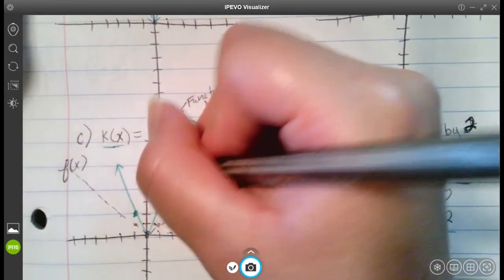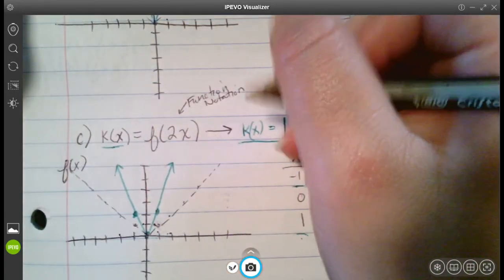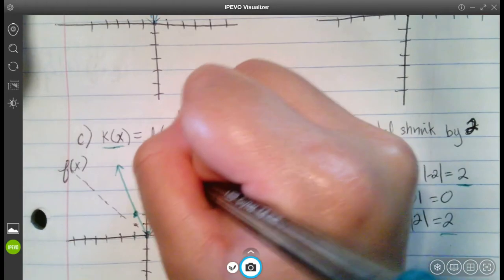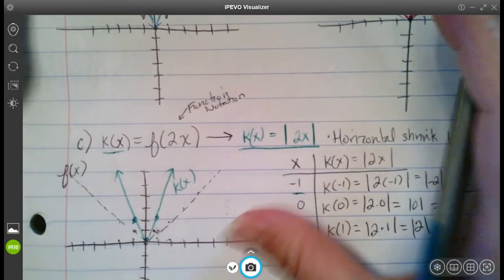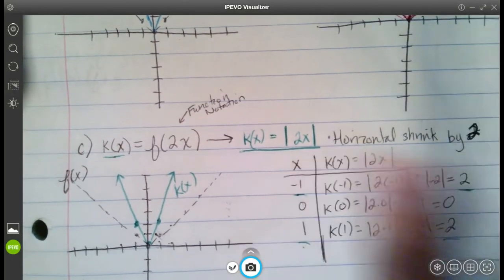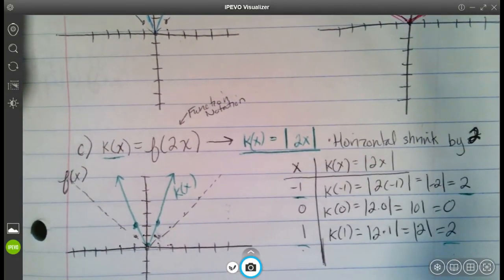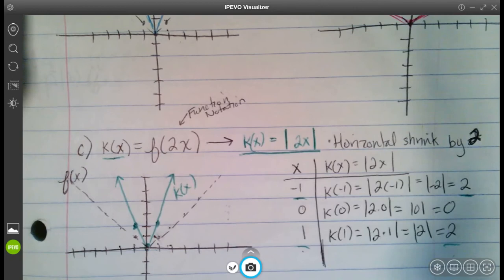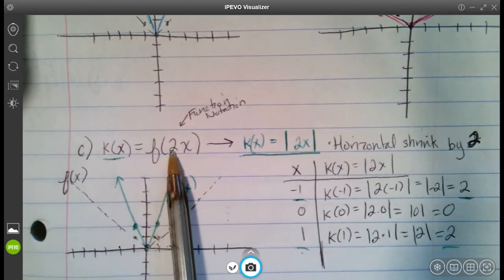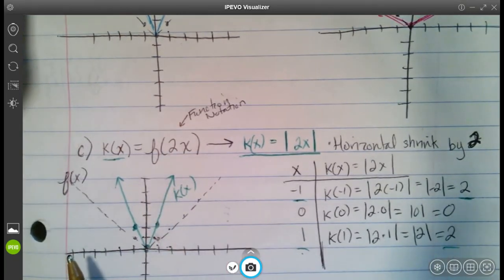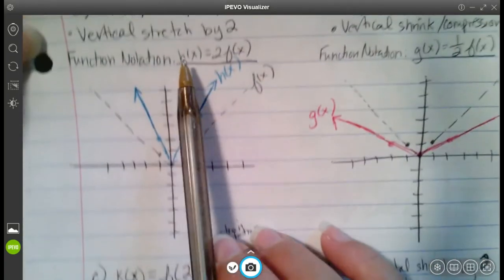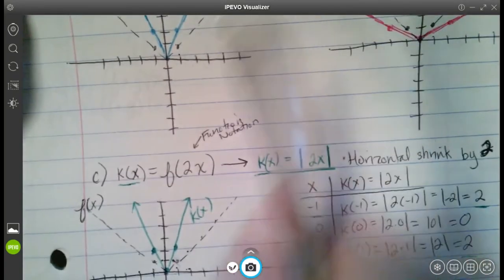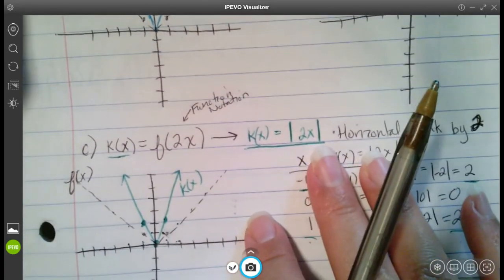And notice that it actually looks almost identical to the one on top, which tells you that these two relationships are actually the same thing. We give them different names because it depends on where that C is located. So we want to make sure we understand the different terminology. So horizontal shrink, vertical stretch. In this particular example, same outcome.